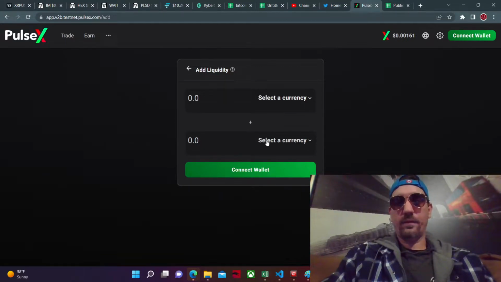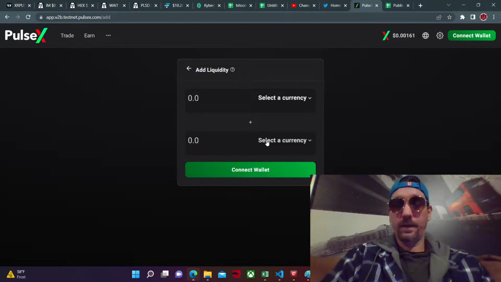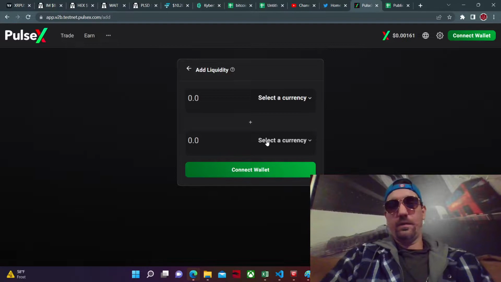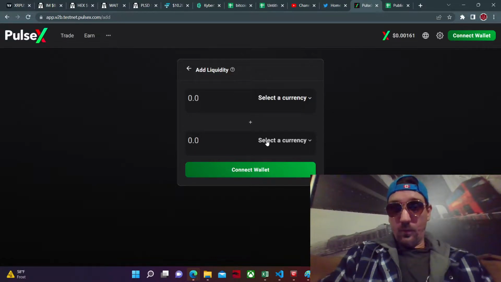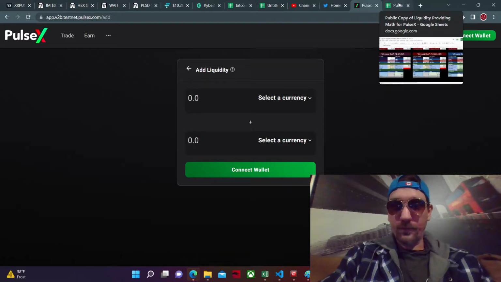Well, how do I figure out how to do that? And do I really want to? Because warning, providing liquidity can easily get you wrecked if you don't know what you're doing. Even with a fancy calculator, there is no guarantee that you won't just lose all your money. So why would people do it? Well, let's have a look at the math behind it and see if you've got the stomach for it.